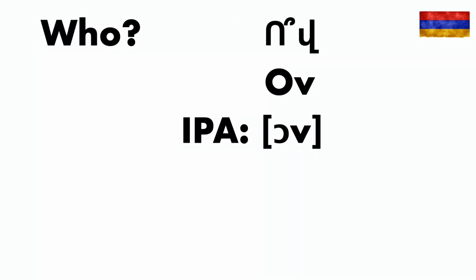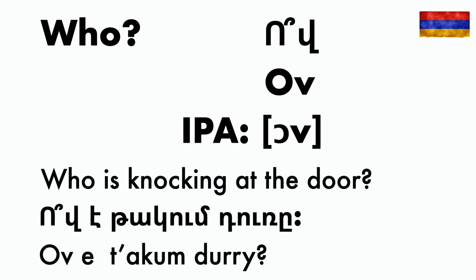Now let us start with the first question word, who. Who in Armenian means ով. Here we can see the first transliteration into the Latin alphabet. Below that, you can see the IPA pronunciation for each question word. An example of a full question would be, who is knocking at the door? In Armenian, that would be, ով է թակում դուռը.